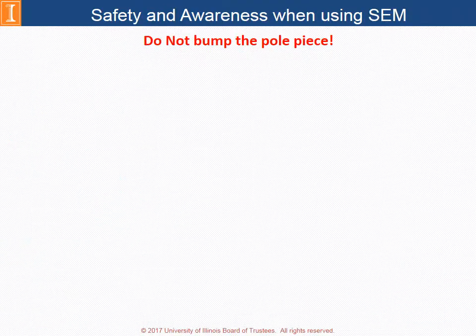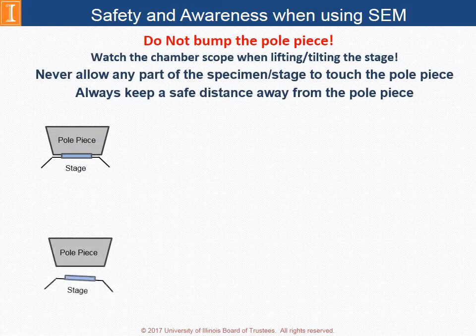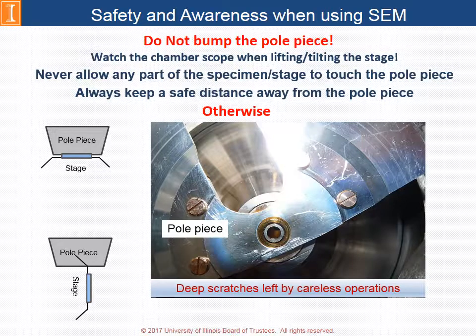During the operation, we also need to be very careful. Please do not bump the pole piece when lifting and tilting the sample. Please watch the chamber scope when lifting or tilting the stage. Always keep a safe distance away from the pole piece. Never allow any part of the specimen or stage to touch the pole piece. Otherwise, the pole piece can be damaged.